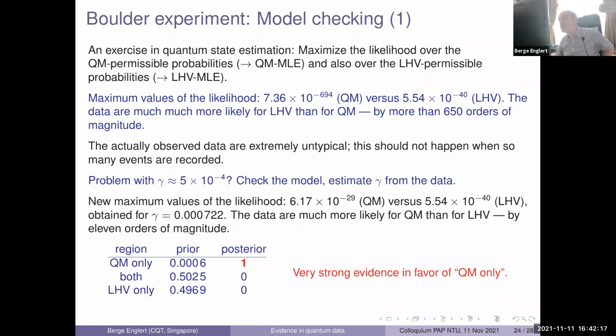Okay. So this model testing that we had to do here, I told you that we have to check the ingredients. So we have to check the data, whether the data is typical or untypical. We have to check the properties of the model, and there was a problem here with the model. And we have to check the prior. I'll come to that.